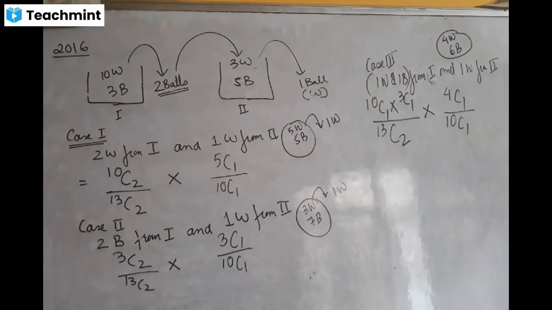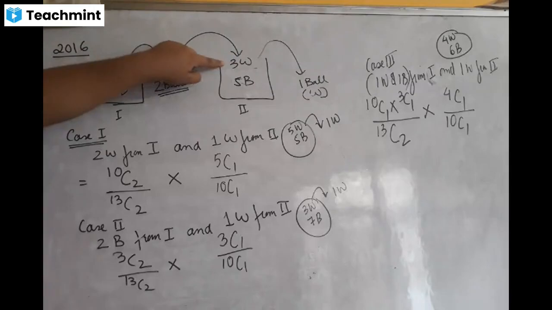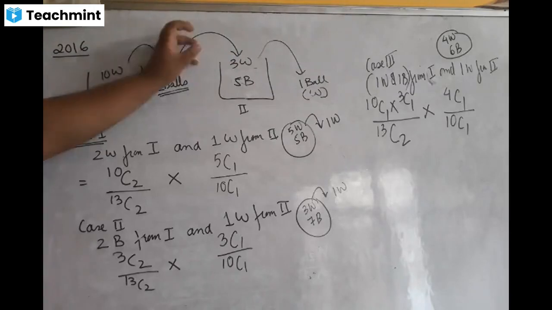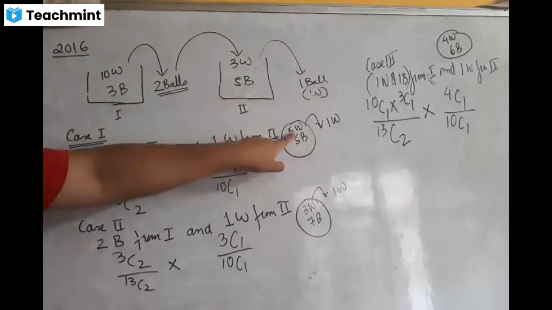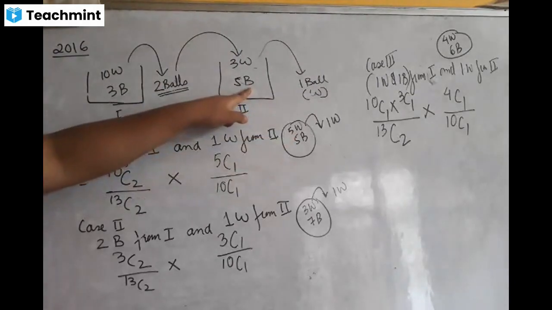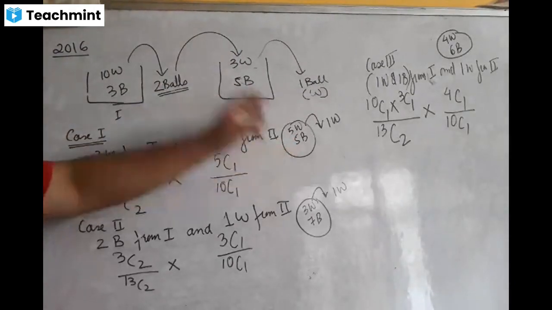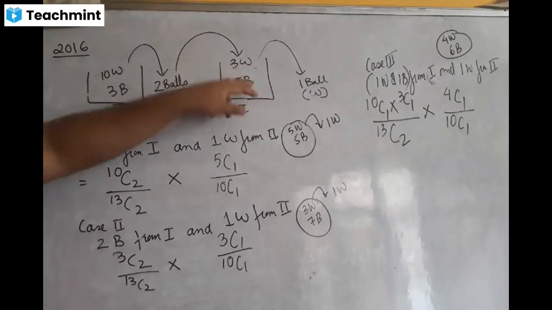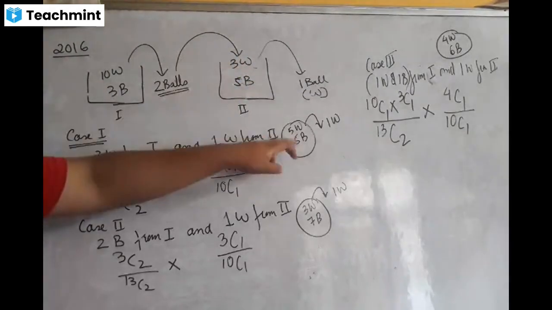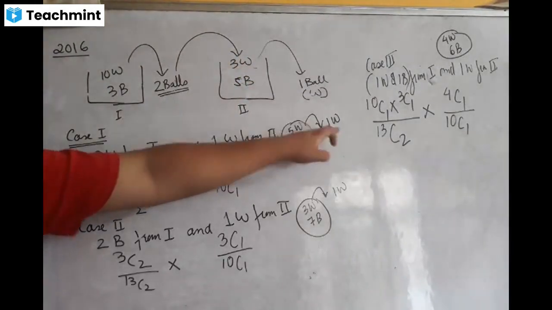Okay, so now let's see. First case, two white from the first urn. So you took out two white balls. So these two white balls you put inside the second bag. So how many white balls were there in the second bag earlier? Three. So if you put two, how many white will there be? 5. So the number of black balls is not going to change. There were 5 black, and it stays 5 black. Two white you put in the second urn. So 3 white was there, after putting two it became 5. Now one has to be taken out from here.